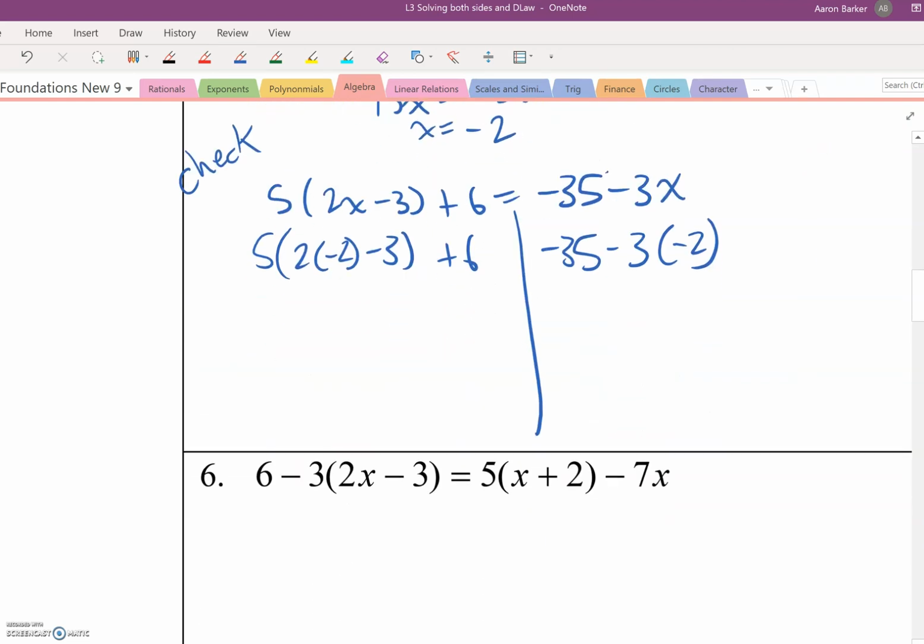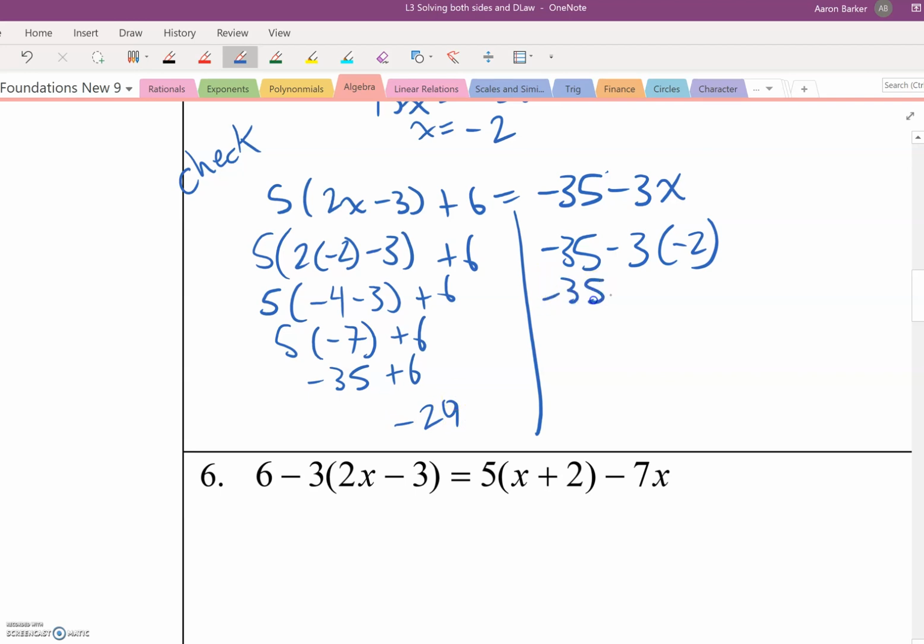Okay. So here I can get 5 times negative 4 minus 3 plus 6. 5 times negative 7 plus 6. Negative 35 plus 6, and I'm going to get negative 29. Next side, negative 35 plus 6. Oh, look at that. Left side equals right side.